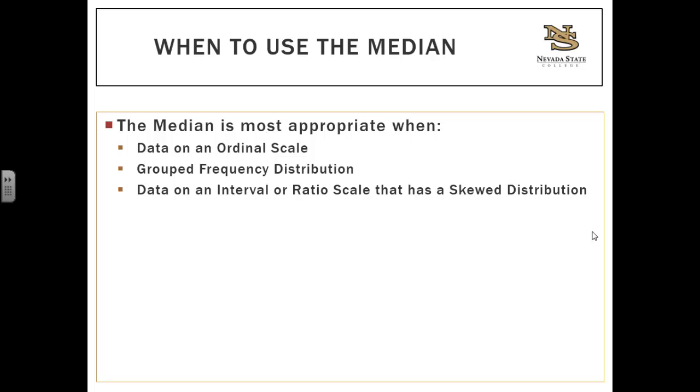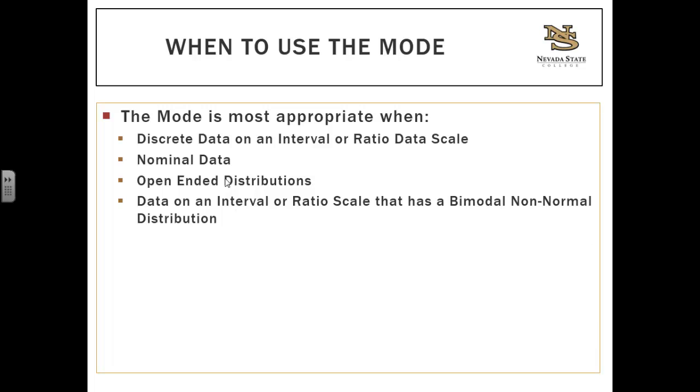One way to think about this process of elimination when you're determining your measure of central tendency is that you first consider the scale of measurement. If it's ordinal, you use the median. If it's nominal, you automatically use the mode. If your data is interval or ratio, then you have to consider the shape of the distribution. If the shape is skewed, you use the median. If it's not, then you use the mean.